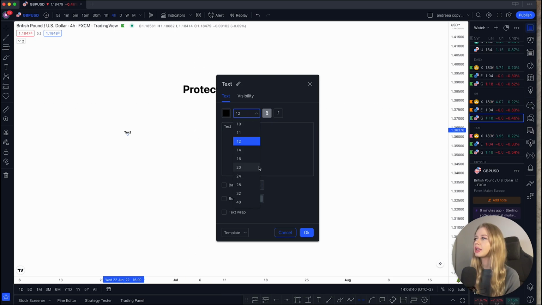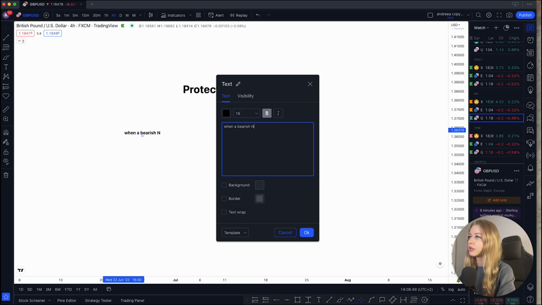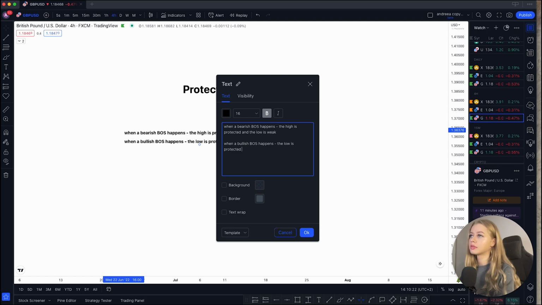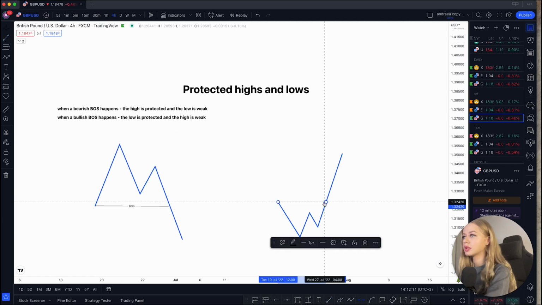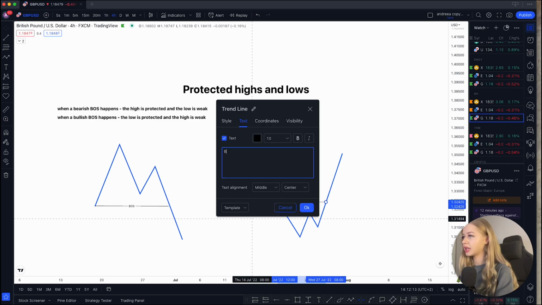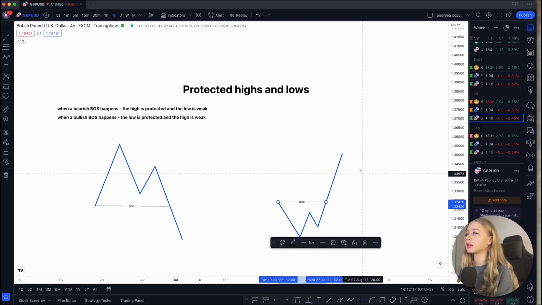So the first idea: when a bearish break of structure happens, it means that the high is protected and the low is weak. It's similar to a bullish break of structure: the low is protected and the high is weak. So as you can see, we have two possibilities here, one for a bearish market and one for a bullish market.